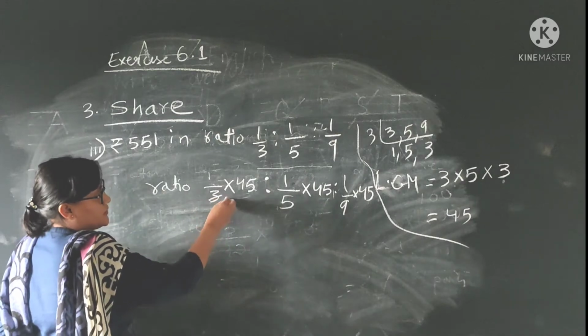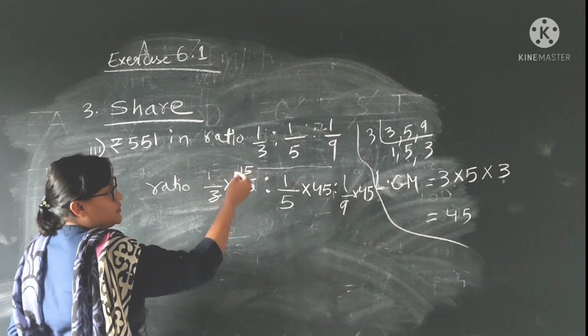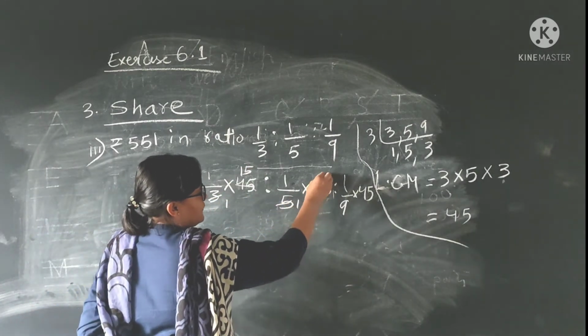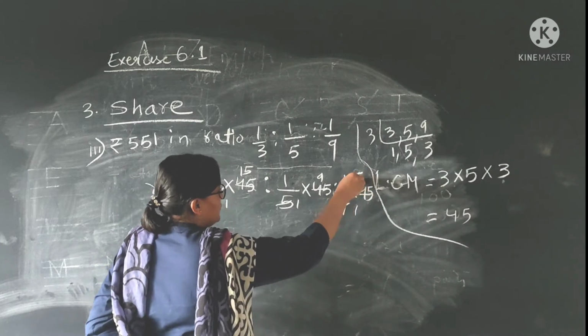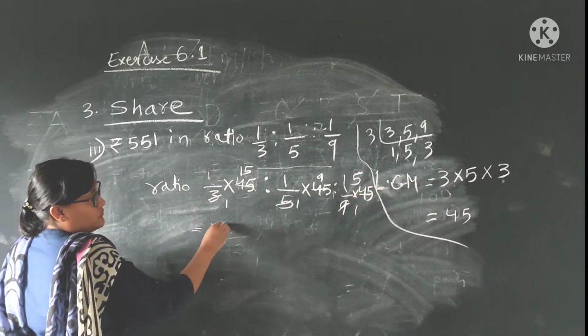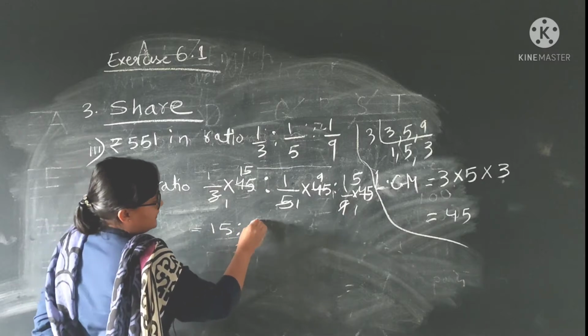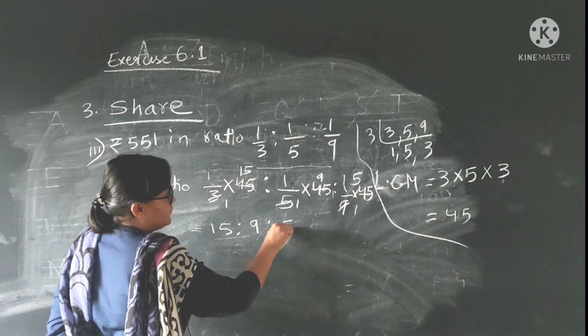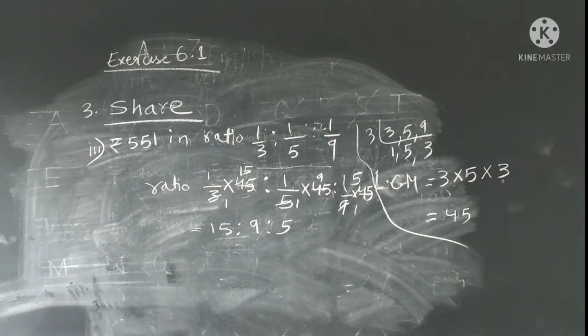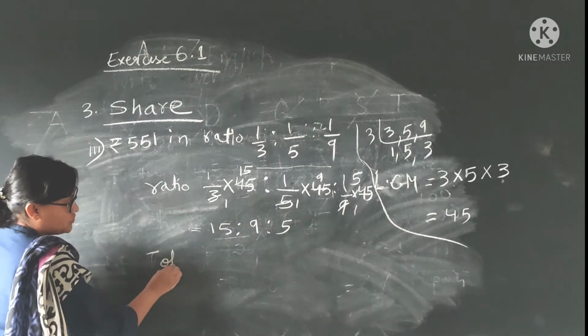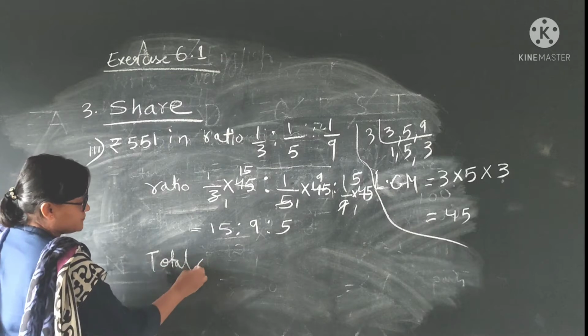So, if I calculate, then it is 3 ones are 3, 3 into 15, 5 ones are 5, 5 nines are 45. Now, your new ratio will be 15 is to 9 is to 5. Clear? So, this will be the new ratio. Now, you will follow the same method. First, you will find the total ratio here. Clear?